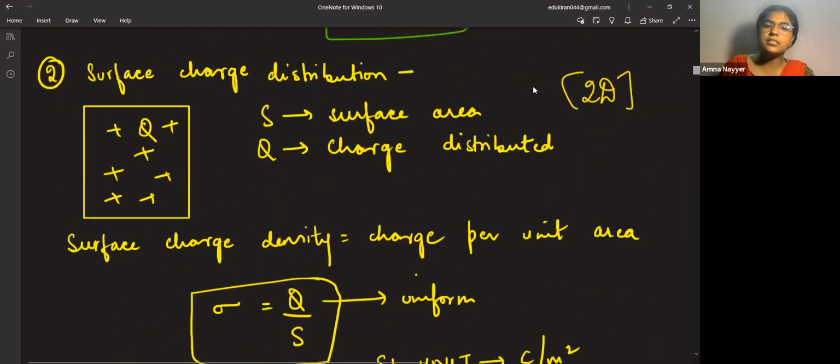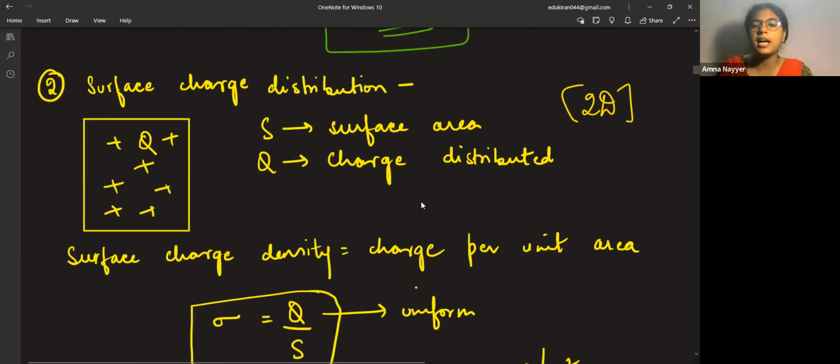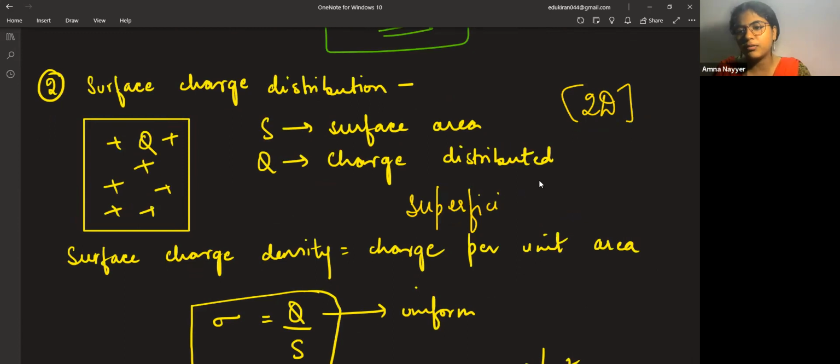This is surface charge distribution. Sometimes this is written as superficial charge distribution also. If this term is mentioned, don't be confused. This is the same thing.